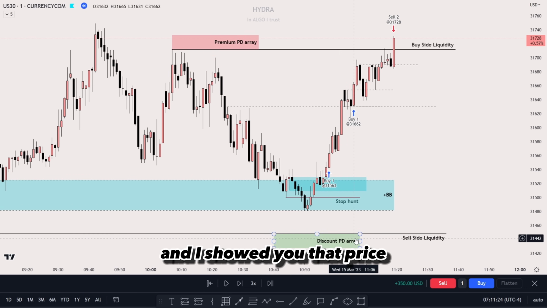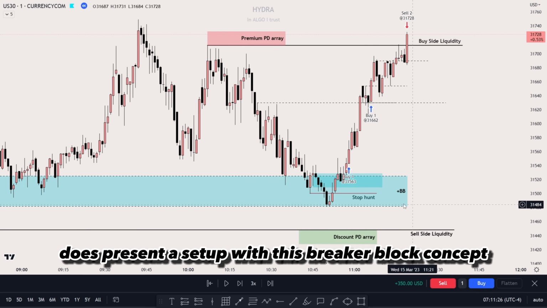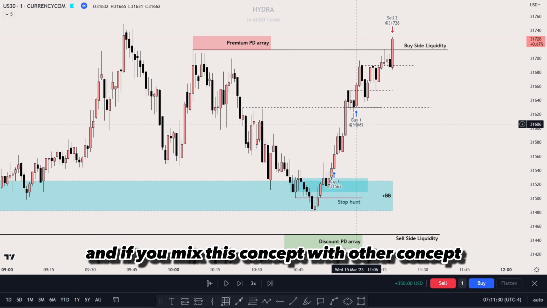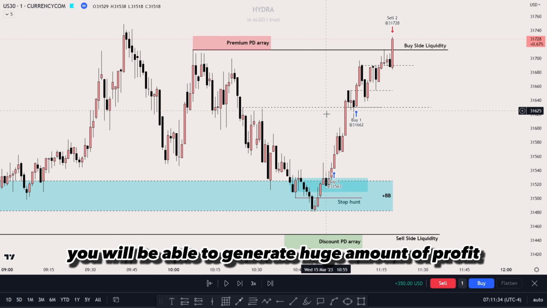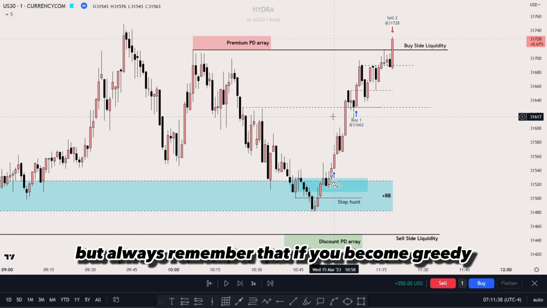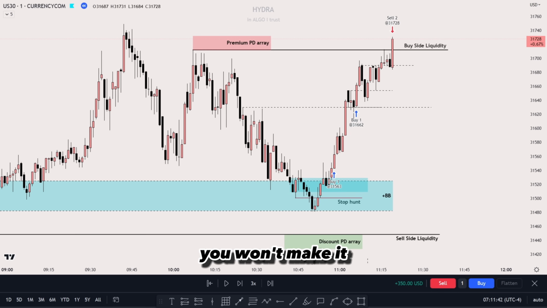And I showed you that price does present a setup with this breaker block concept, and if you mix this concept with other concepts like fair value gap, order block, or other stuff, you will be able to generate a huge amount of profit. But always remember that if you become greedy, you won't make it.